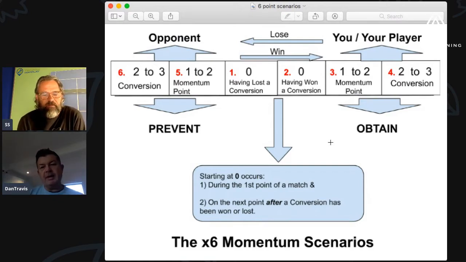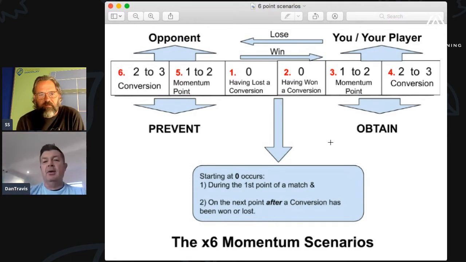I think that's key. And I would like to ask then, based on what you just said, what is the psychological effect of working with the scenarios?